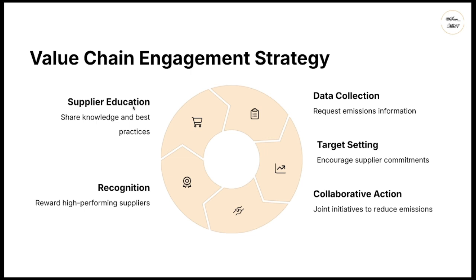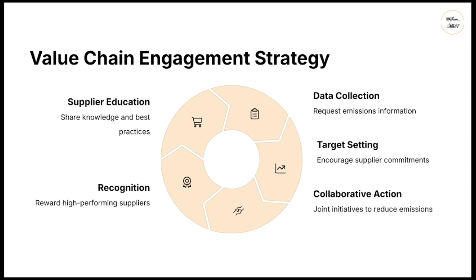So engaging the whole value chain, especially suppliers, as we discussed, is essential for tackling scope 3 emissions and building a more sustainable business. A strong engagement strategy includes several key components. We already discussed some of those, like data collection. You can start to request emission information from the suppliers. That can be through a survey, a standardized platform like CDP, or direct communication. Next, there is supplier education. You can share resources, tools, and best practices to help suppliers understand how to measure and reduce their emissions. For many, this may be a new process, and support is very critical.